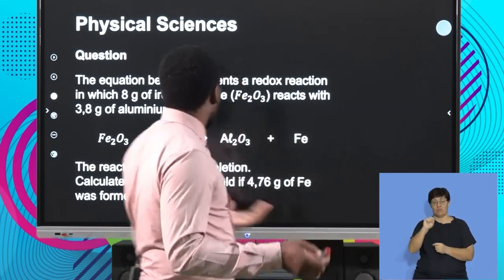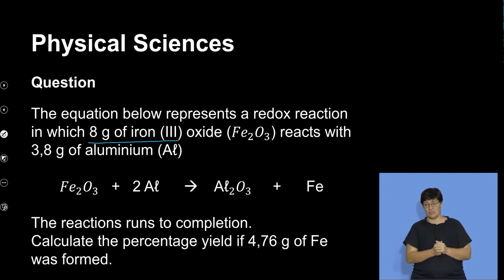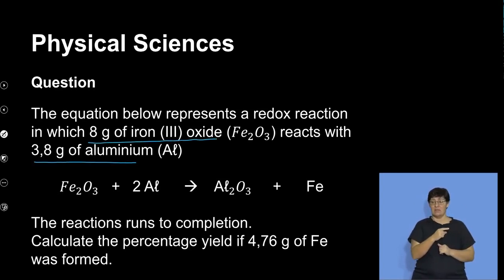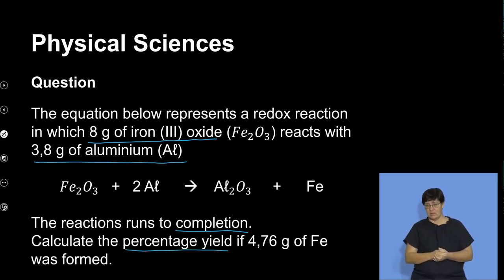So in this example, we've got 8 grams of iron 3 oxide as well as 3.8 grams of aluminium. So the reaction runs to completion. What does that mean? It says that this reaction occurs to a point where it stops. Whether the aluminium was used up or the iron 3 was used up, it doesn't matter. But one of the two reactants reacted completely. So the question demands that we determine the percentage yield given the mass of iron that was formed.